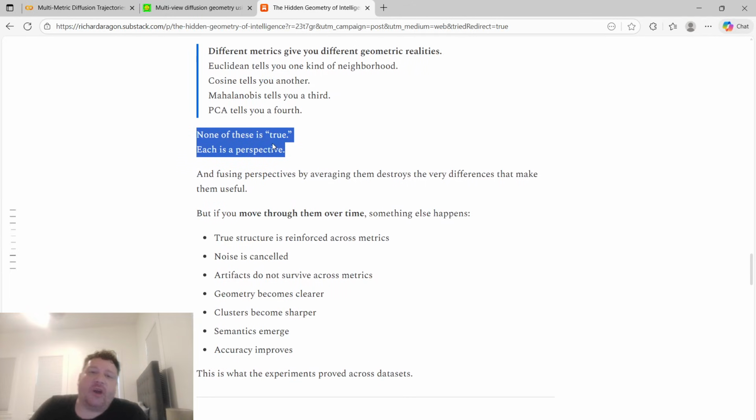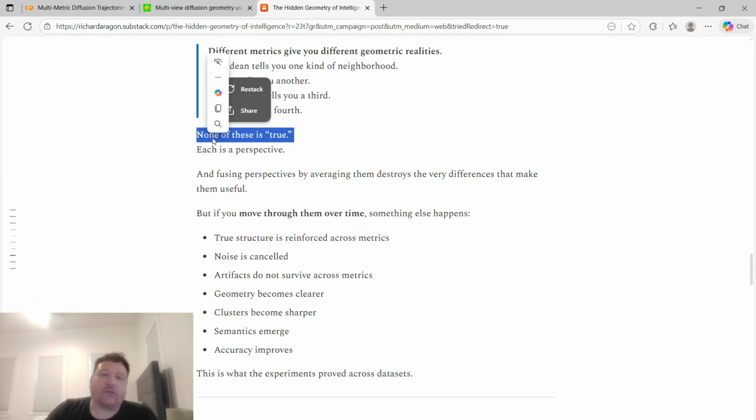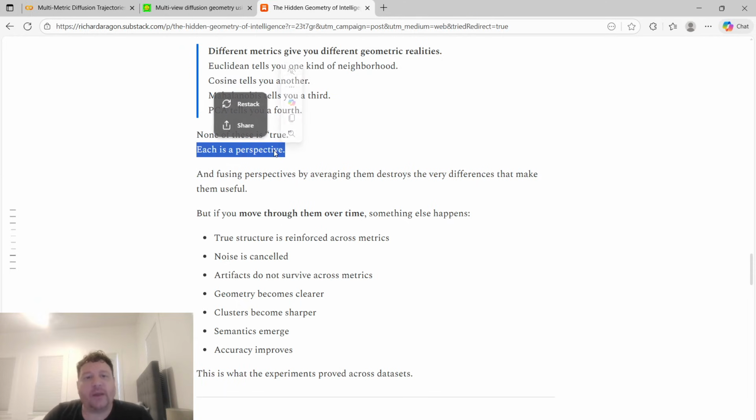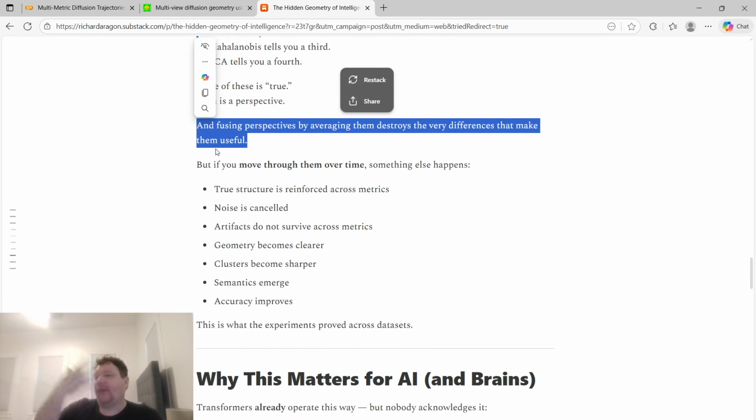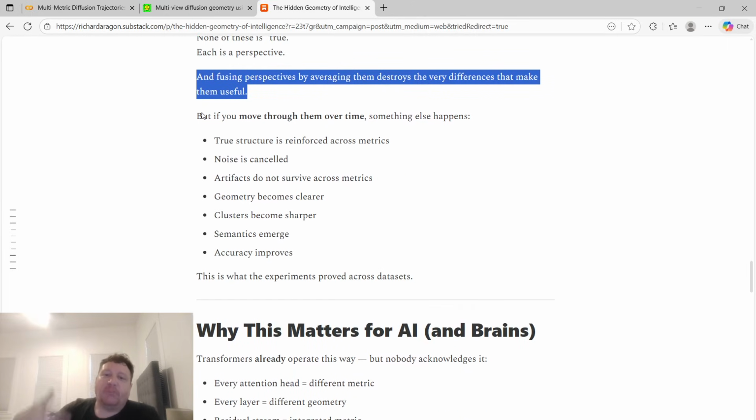And so none of these is true, right? You can't say the Hubble telescope's reality is true and all others are false. Each one is a perspective. Fusing perspectives by averaging them destroys the very differences that make them useful. If you just say, okay, we don't know, we'll just combine all of those and smash them together, people can't figure out why that isn't very efficient with this data, right? But if you move through them over time, then something else happens.